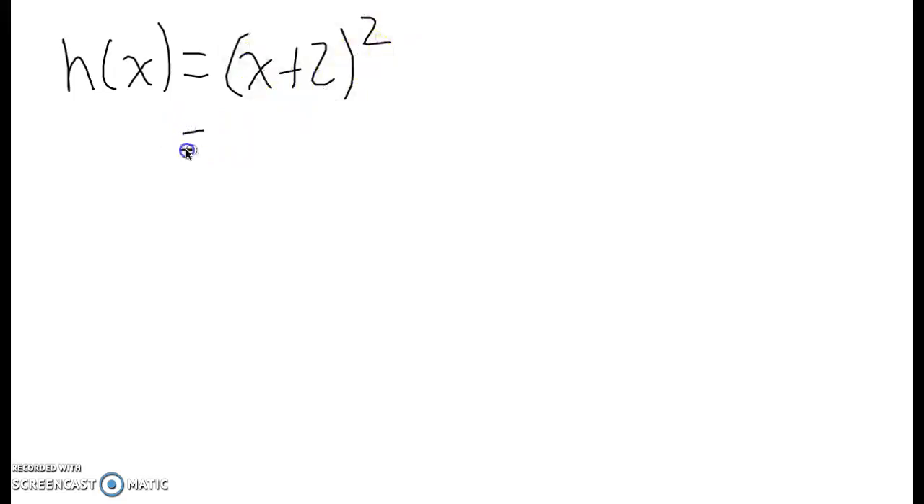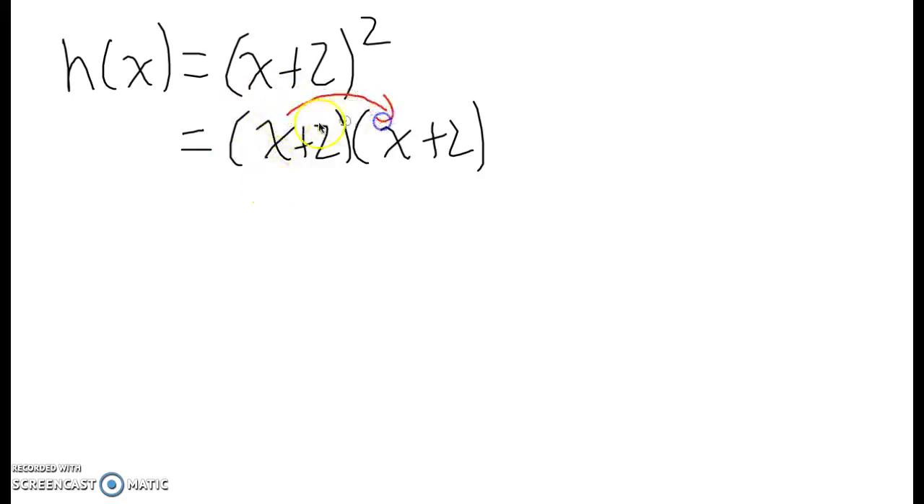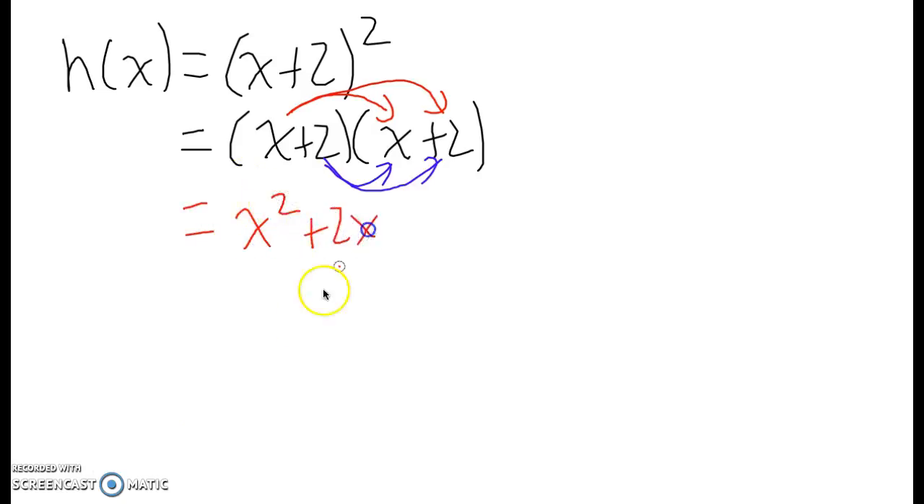So h of x is going to be equal to x plus 2 times x plus 2, and you might know this by several different names, kind of depends where you're from. Some people call it double distribution, and then it really just shows what you're doing. You're distributing the x to both, and you're distributing the 2 to both values. Other terms you might have heard are foiling, and double distributing, I think, makes it really clear what's going on.